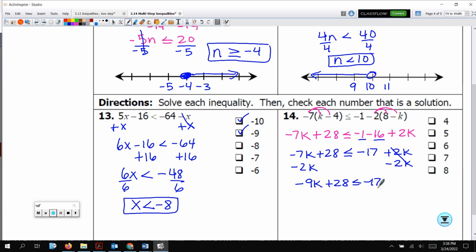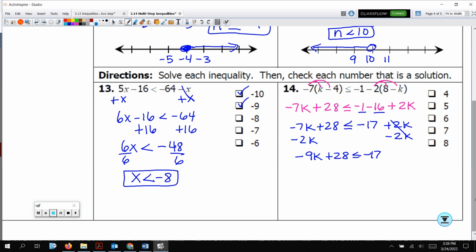Now we need the two-step. We got this, right? We've been doing this, right? We subtract 28 from both sides. Negative 9k less than or equal to negative 45. And now our last step is to divide by a negative. Remember, when you divide by negatives or multiply by negatives, you have to flip that inequality symbol. So k is now greater than or equal to negative 45 divided by negative 9, positive 5.